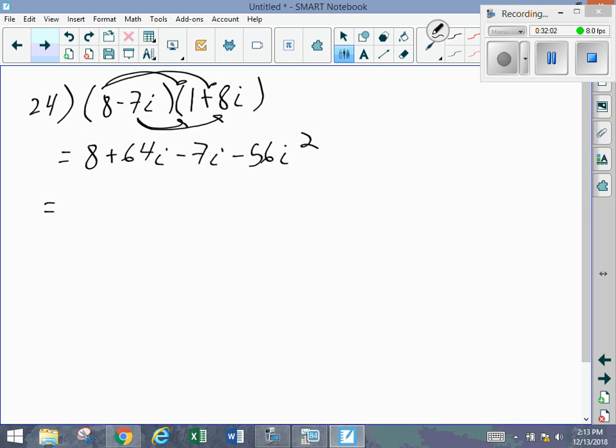Alright, the 8 has nothing to combine with. 64i minus 7i is going to be 57i. And then we've got to recall that i squared is negative 1. So we'll make it negative 1.